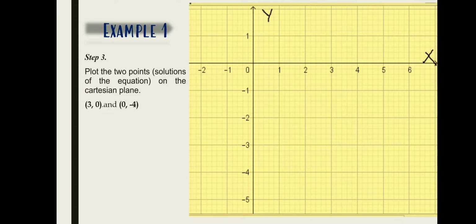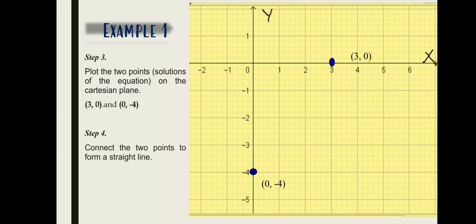Plot 3, 0. 3, 0 is located on the x-axis of the Cartesian plane, while 0, negative 4 is located at the y-axis of our Cartesian plane. So we now have the graph of 4x minus 3y equals 12 using the x and y intercepts.